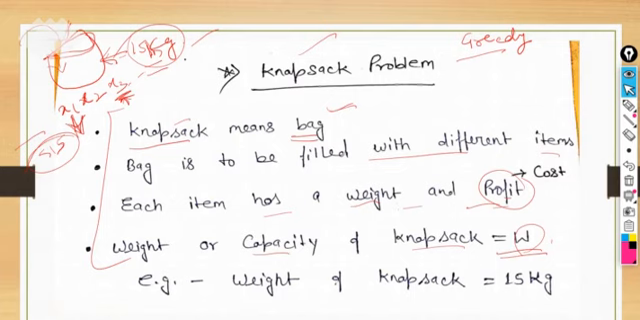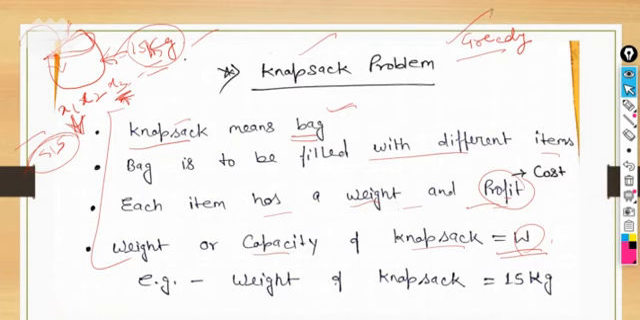How? Because we are trying to find out the maximum profit. That means maximization we are trying to find over here. It is an optimization problem, because if you are trying to find the maximum or minimum of something, that means you are trying to optimize the problem. So the knapsack problem is an optimization problem. That's why you can directly say you can use a greedy approach here.